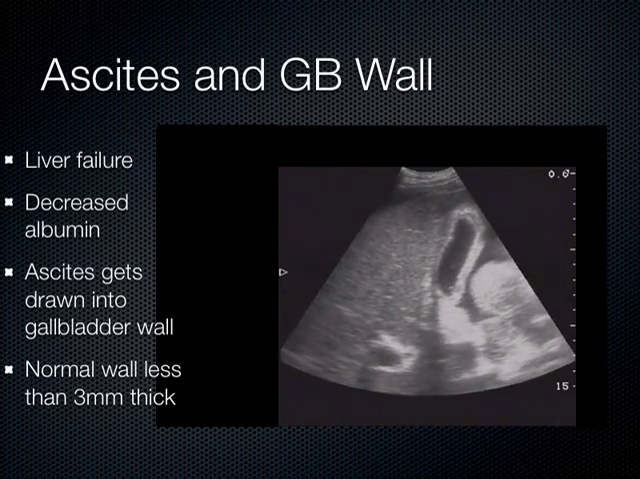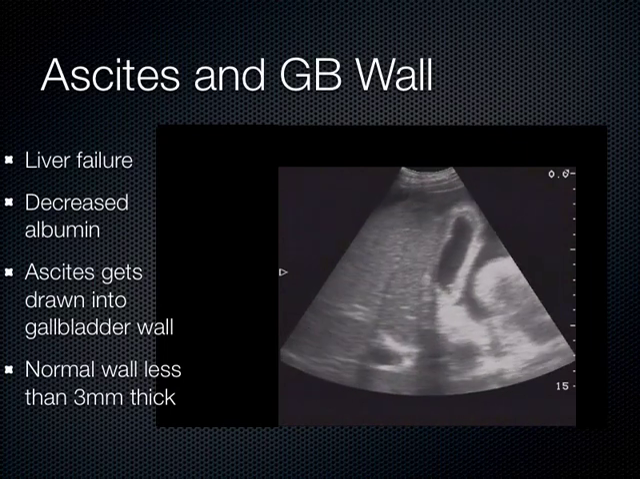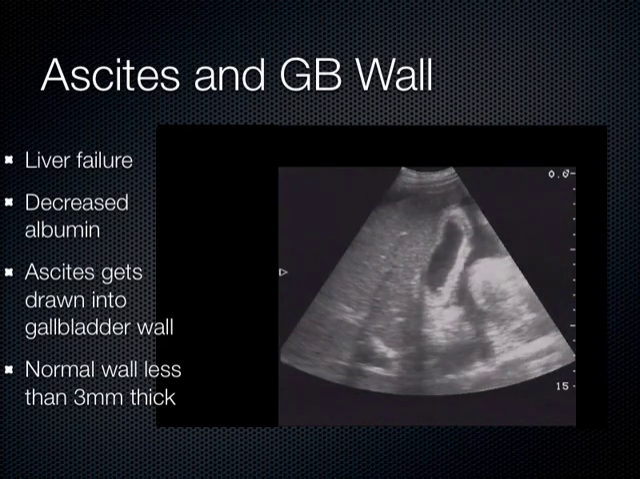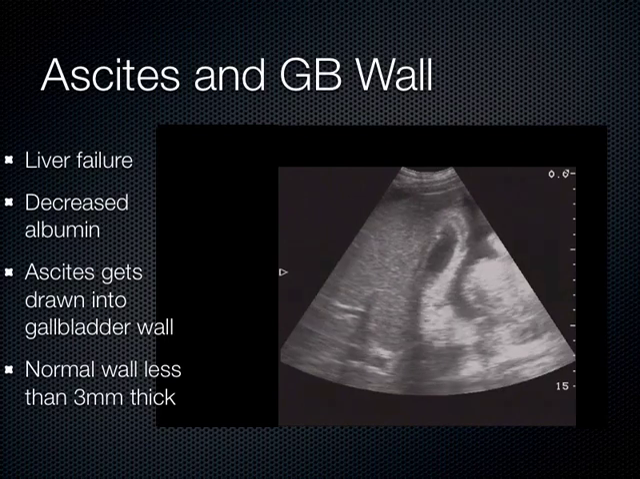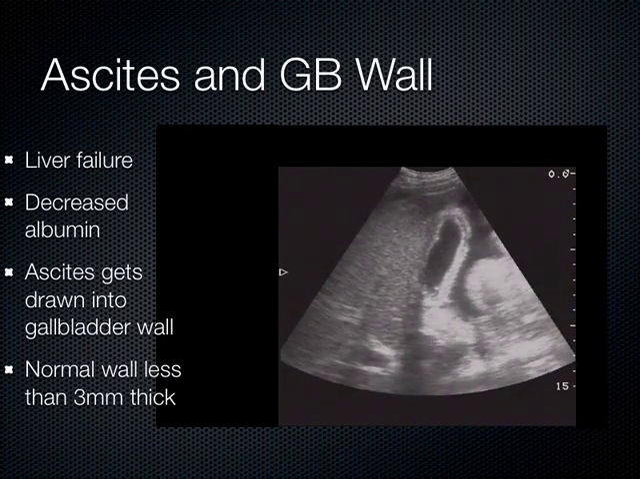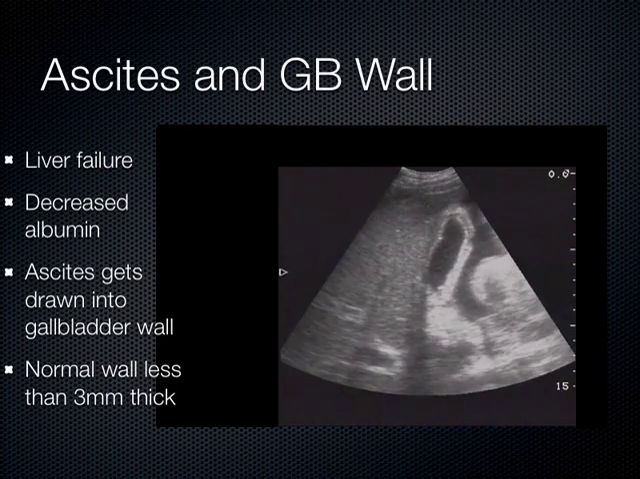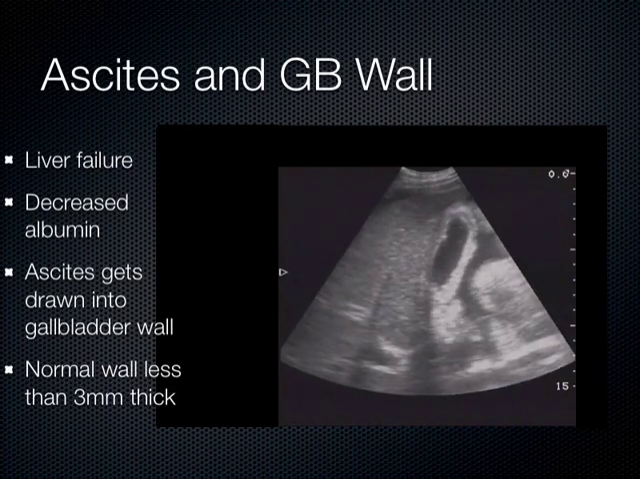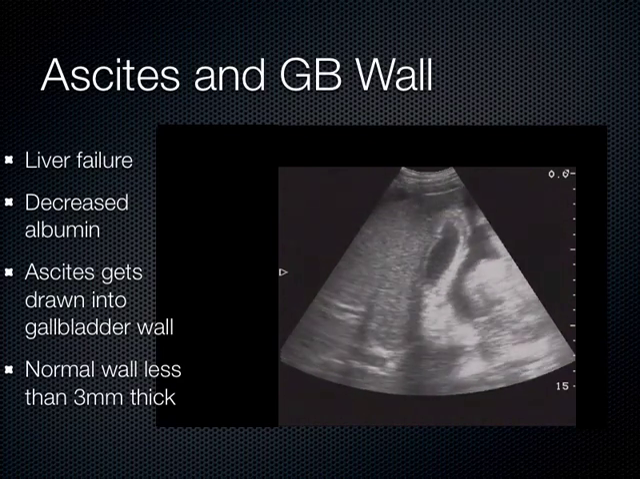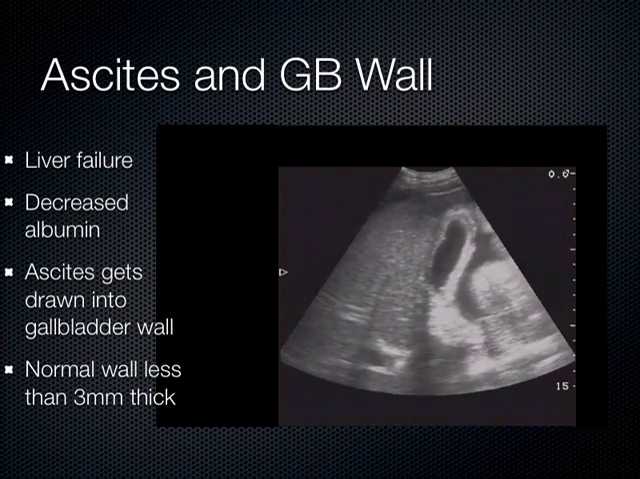What happens when a patient has ascites is that the fluid gets into the wall of the gallbladder. So you know why people have ascites, right? The liver starts to fail and it doesn't make the proteins anymore, so it can't keep the fluid inside the vessels. It extravasates into the third space, which in this case is the peritoneal lining, and the fluid then absorbs into the gallbladder wall, causing the gallbladder wall to be thickened.